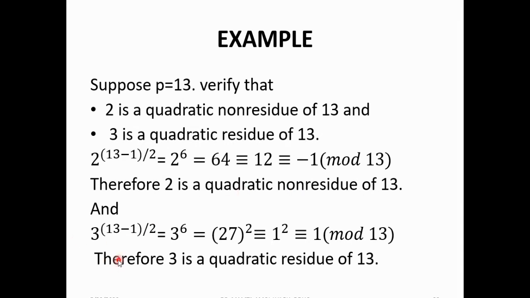And again let's check 3 to the power (13 minus 1)/2, which will be 3 to the power 6, which is 27 squared, and this is congruent to 1 squared because 27 is congruent to 1 modulo 13, and therefore this is 1 modulo 13. That means 3 is a quadratic residue of 13. We are using the corollary here.